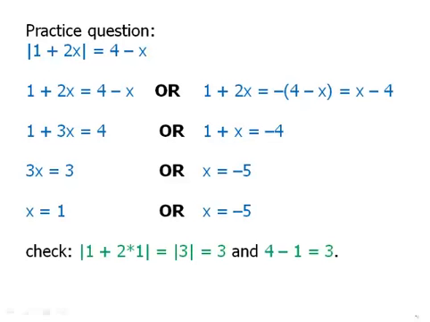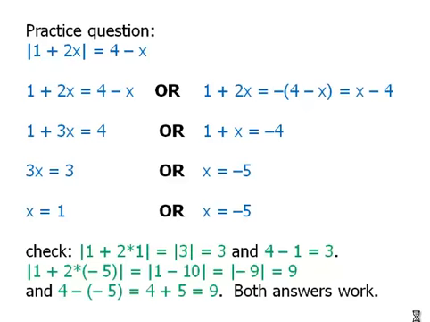So for x equals 1, I plug it into the left side, I get 3. I plug it into the right side, I get 3. So that works. For negative 5, I plug it into the left side, I get 9. I plug it into the right side, I get 9. So that also works. So both answers work here. So here we have two valid solutions to the equation.